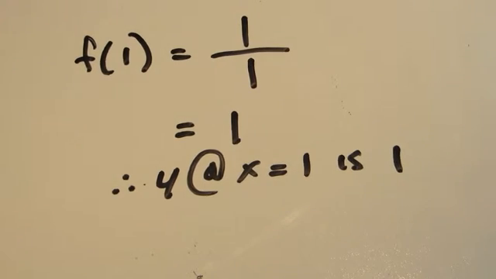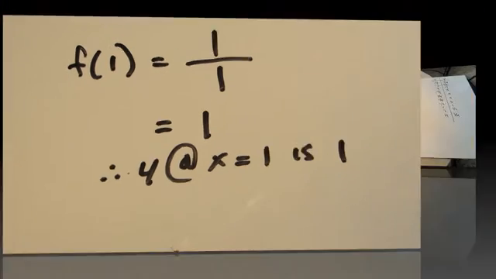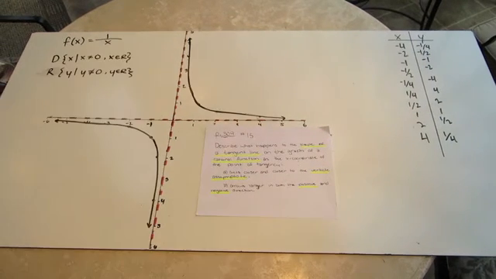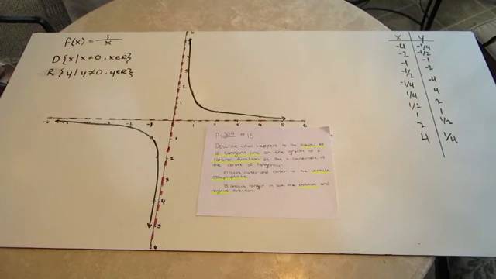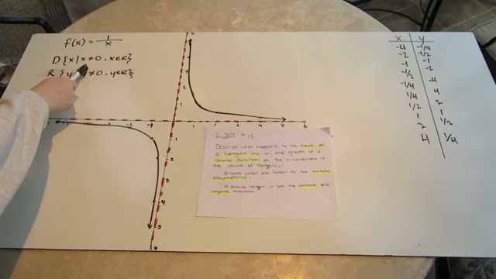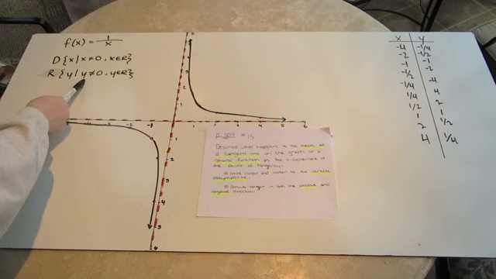I will follow this procedure to find the rest of the y values. Now that I have found coordinates with both x and y values, I will now graph the function. After graphing, your rational function should look something like this, with a domain of x cannot equal 0 and a range of y cannot equal 0.